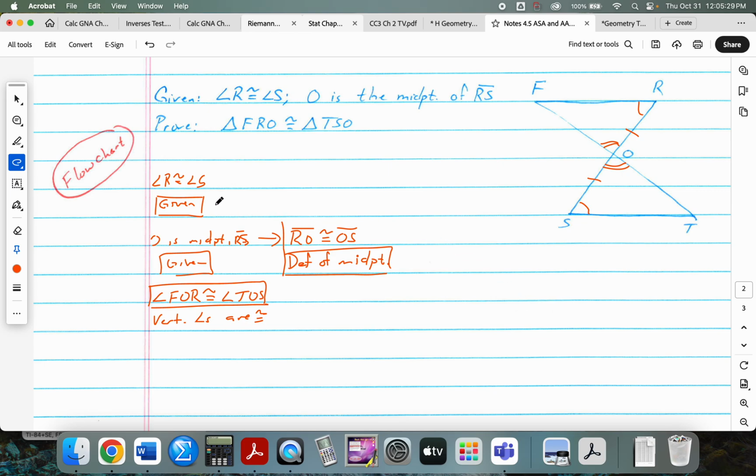Now we have enough things to prove the triangles congruent. So I'm going to bring those three things together and say that triangle FRO is congruent to triangle TSO. And which of the four shortcuts am I using here to prove those triangles congruent? Yeah, angle, side, angle, because the side is in between the two angles in each of the triangles.